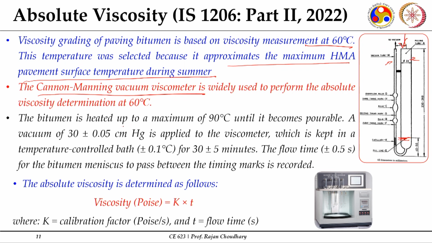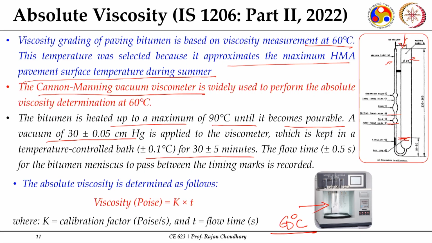The bitumen is heated to a maximum of 90 degrees until it becomes pourable, and then you pour it, and you need to apply a vacuum of 30 centimeter of mercury, so that you apply a standard shear loading condition. This is done while the capillary viscometer is in a water bath, so that the water bath maintains your 60 degree centigrade. Now, you measure the time taken for the bitumen to pass from one mark to the other mark.